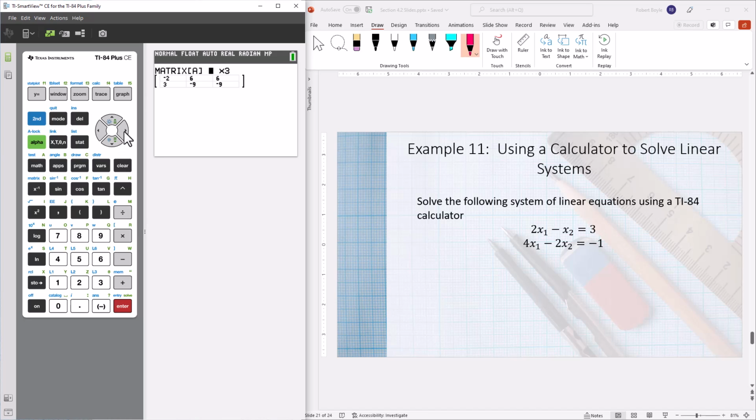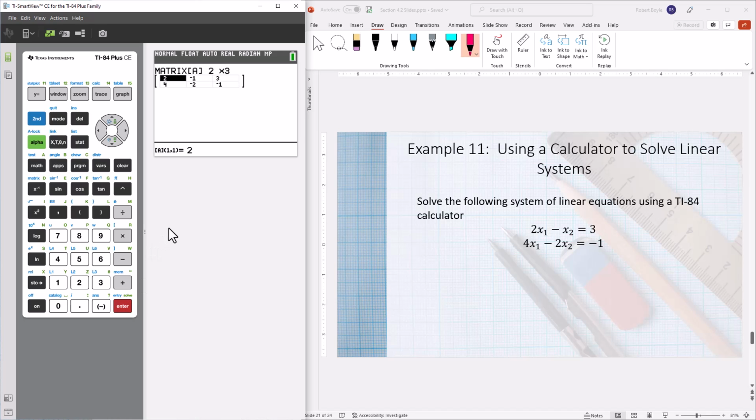Once again, it's a 2 by 3 matrix. Now remember, the first row is the coefficients of the first equation. So over here we're going to have 2, -1, 3. And then the second row are the coefficients of the second equation: 4, -2, -1.